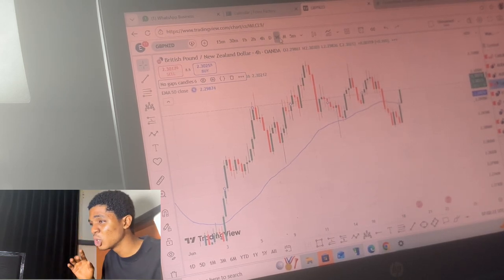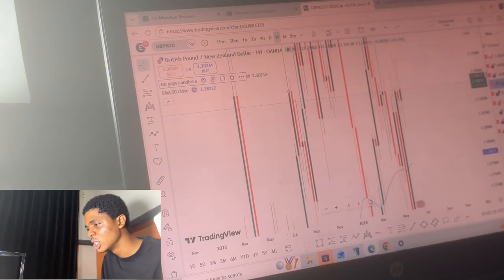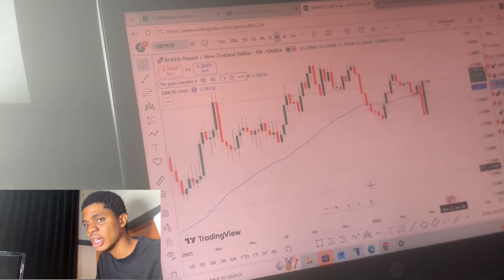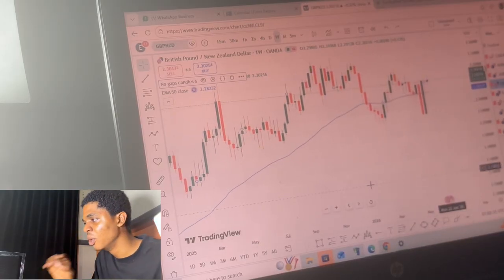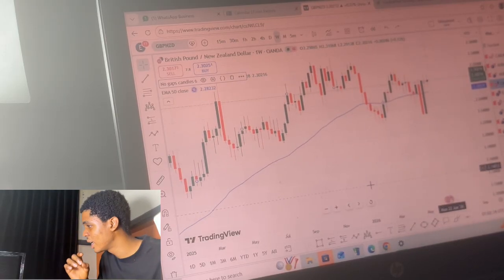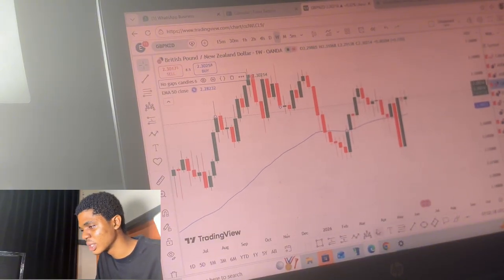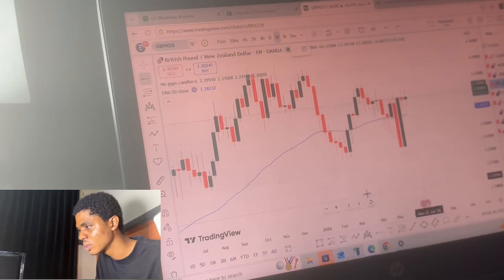So we go back to the weekly time frame. All we have to do on this weekly time frame is to mark out our resistance level, because we are going to sell this trade. We need to mark out our resistance level, and our resistance level needs to be at this point. Let me mark it out. Need to be in this spot.